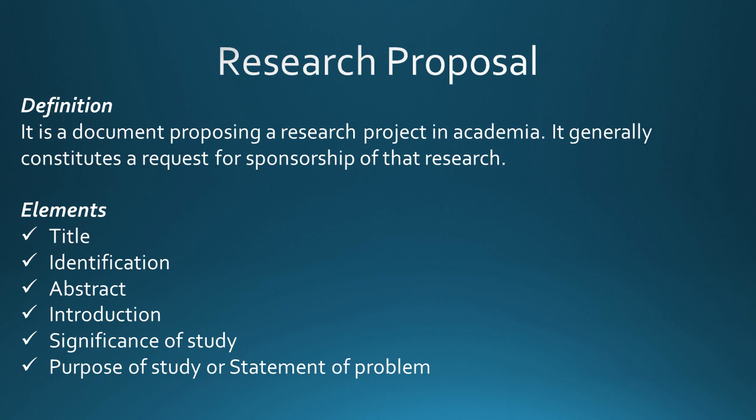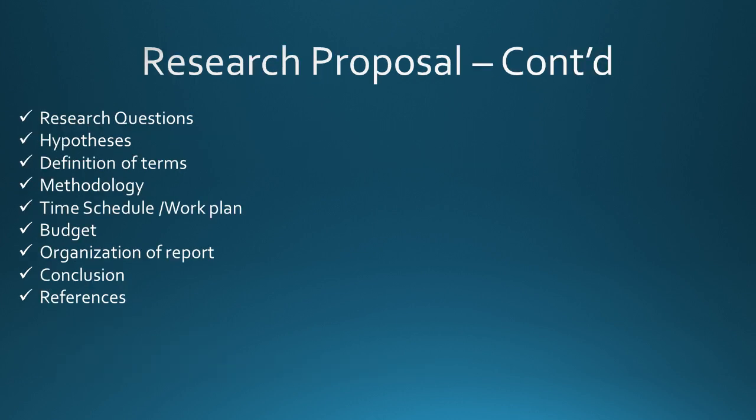Elements of a research proposal: title, identification, abstract, introduction, significance of study, purpose of study or statement of purpose. Research questions, hypothesis, definition of themes, methodology, time schedule or work plan, budgets, organization of reports, conclusion, and references. Later, I will take time to explain how to write a research proposal.